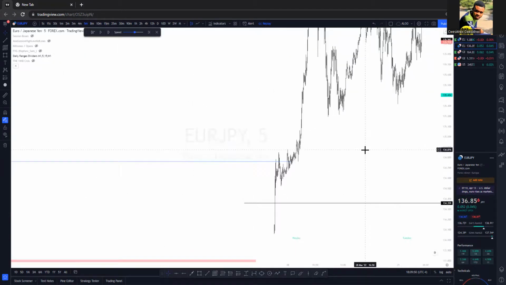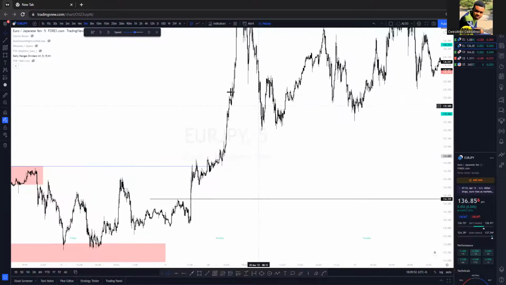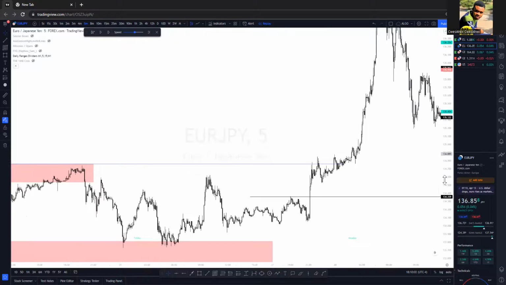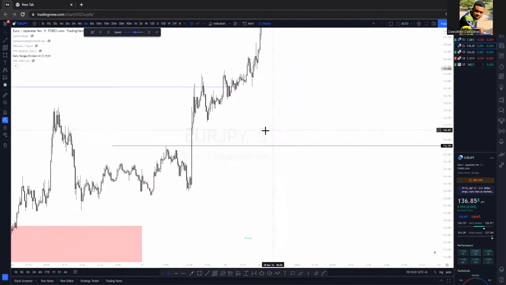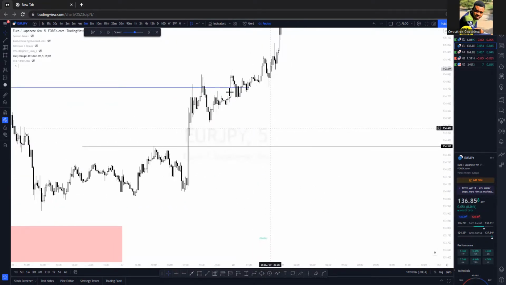Let me show you guys how I do my charts. What I do is I use the replay tool over here to send the chart back so that I'll be able to refine that left zone well before I move it back to where price is. Are you guys getting it?